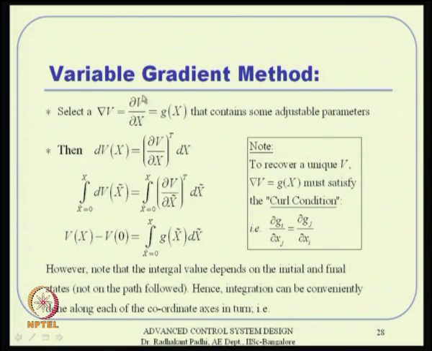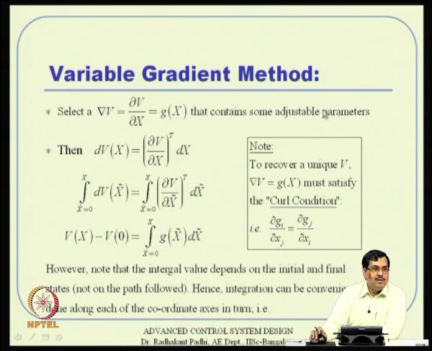So, let us select a del V by del x, g of x, that contains some adjustable parameters. Then we obviously have to adjust that depending on our f of x, whatever f of x we have. Then this expression tells me that this dV is nothing but del V by del x transpose dx, but remember this dx contains many components of x.